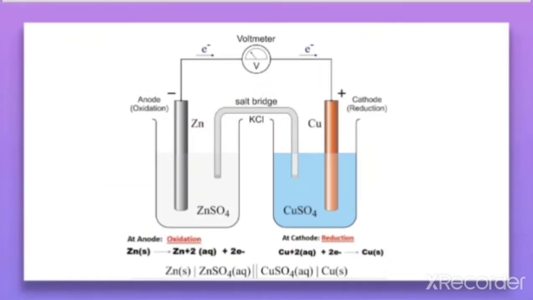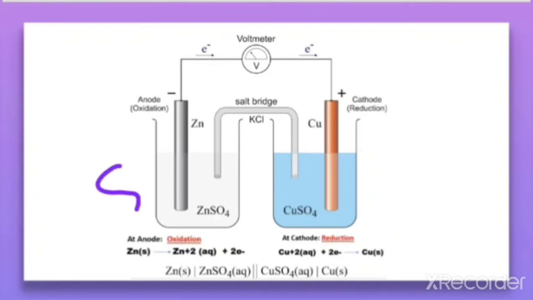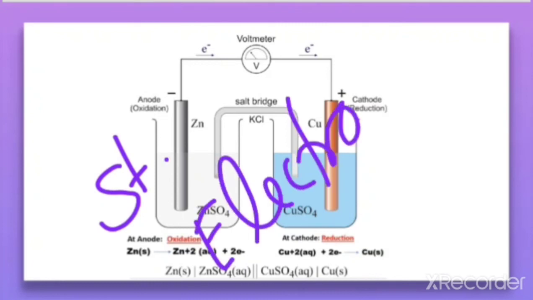If the concentration of each species taking part in the electrode reaction is unity, and if gases are used in this electrode reaction, then they should be at 1 atmosphere pressure, and the reaction is taking place at a temperature of 298 Kelvin, and the concentration is taken as 1 M, in that case this type of electrode potential is called standard electrode potential.